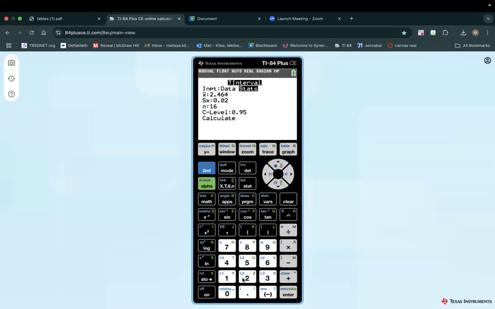You're not calculating the new one. Just put in the one that they gave you. My sample size for the pennies was 17. And my confidence level is 99%. Then I'm going to go down to calculate. And let me see here. Did it give me the same numbers? It did give me the same numbers, 2.4498 and 2.4782. I love when that happens, and it'll just give it to you.